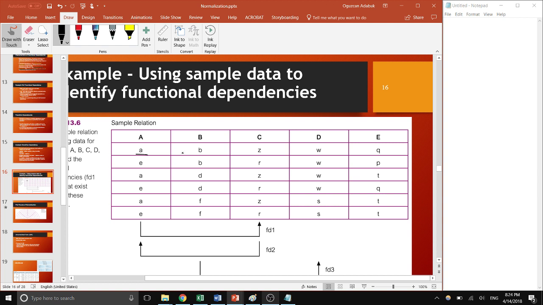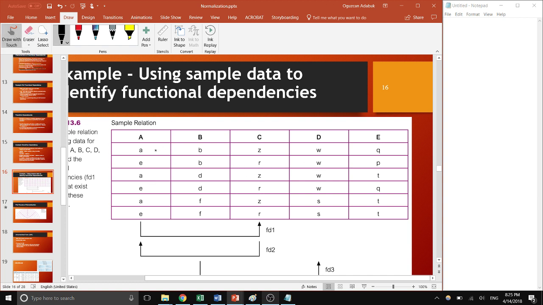For A, let's check A and B. We're looking for whether B functionally depends on A. For value A, we have B here, and for value A, we have D. So that did not hold, and we know that B does not functionally depend on A.